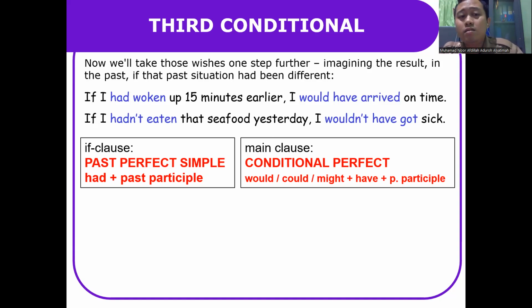Also, the second example, if I hadn't eaten that seafood yesterday, I wouldn't have got sick. If I hadn't eaten, it's had not plus past participle, and for the main clause, I wouldn't have got sick. Subject plus would plus not plus have plus past participle.